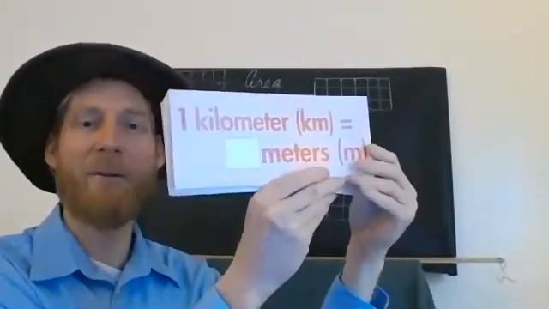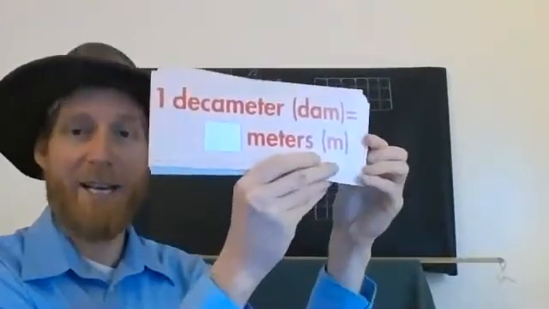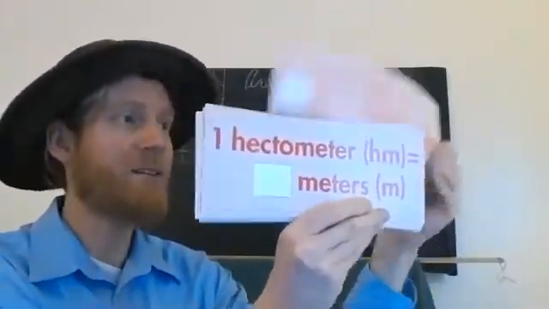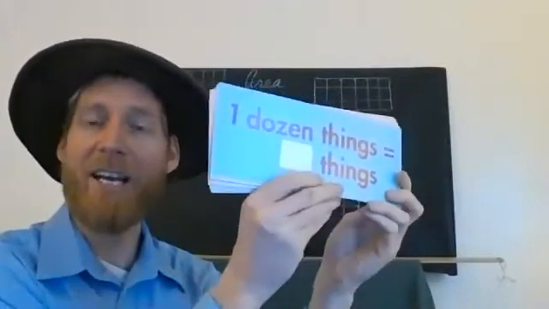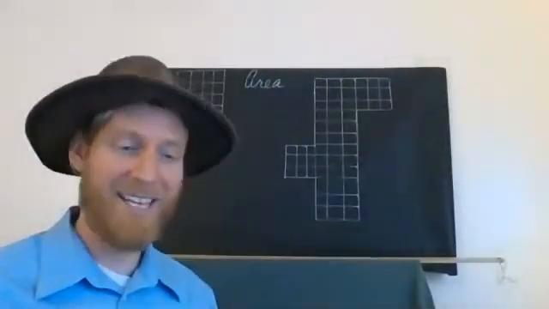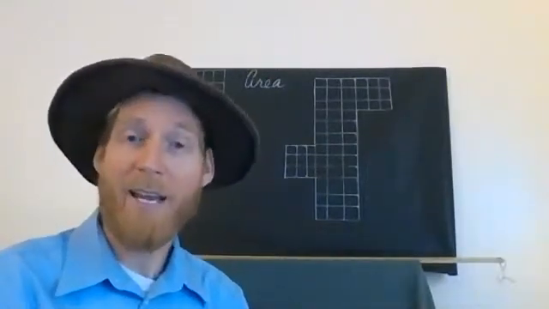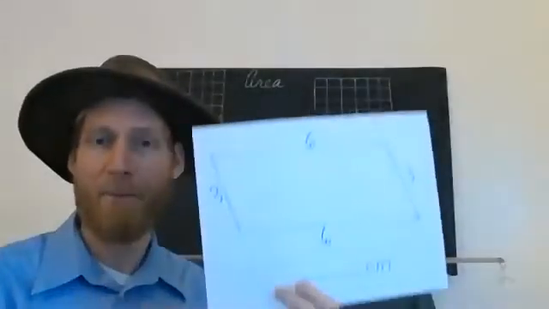1 kilometer equals 1,000 meters. 1 decameter equals 10 meters. 1 hectometer equals 100 meters. 1 meter equals 10 decimeters. 1 dozen things equals 12 things. Good. Who got all of those right? I hope you did a super job. Now we're simply going to dive right into what we've been talking about.